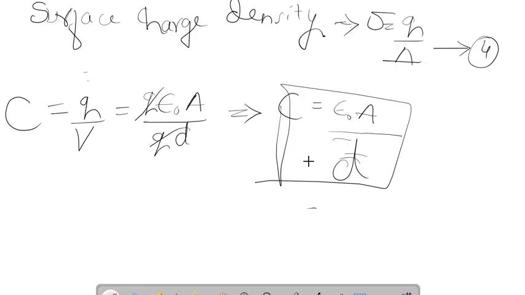See, for the parallel plate capacitor, what phenomena can you derive here? The capacitance of the parallel plate capacitor is directly proportional to the area of the plates A, and inversely proportional to the distance of separation, and therefore the capacitance of the capacitor is independent of the charge on the capacitor. You can't see the charge here, and that's why the capacitance is independent of the charge on the capacitor. Let me revise again.